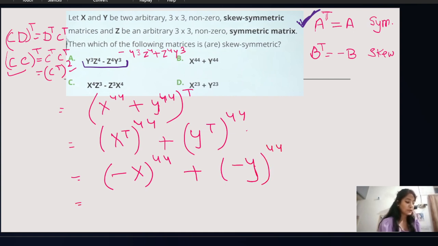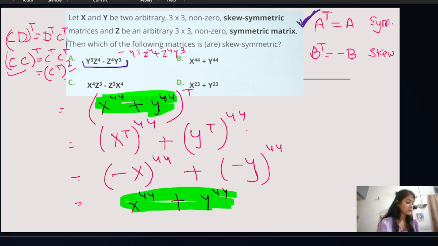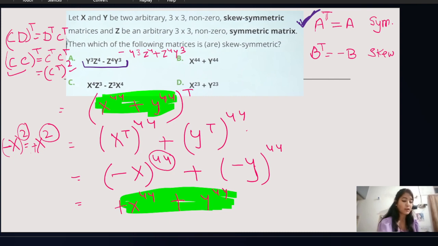Okay, so this 44 is an even number. If we have any even number, the minus will always become positive. So here again we are getting the same matrix, this one, and here we are getting the same matrix. See, X squared equals, the square of minus X will be X squared, right? So it is an even number, so we are getting the positive, right? In the same way, this is an even number, that's why we are getting the positive here.